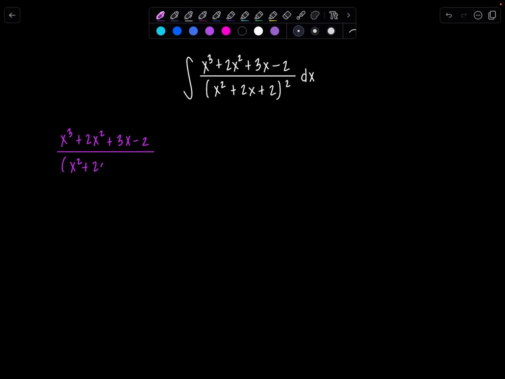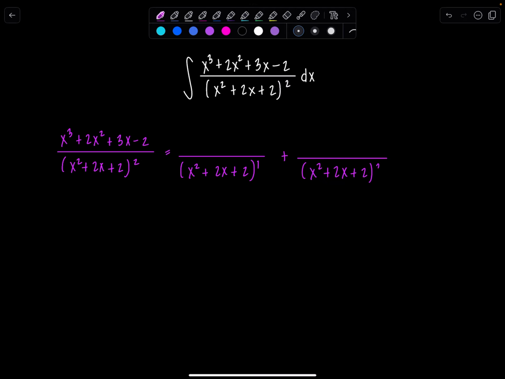I have the original expression. And then not only is the denominator an irreducible quadratic, it's squared. It's a repeated irreducible quadratic. So the first time I'm going to list it in the decomposition, it's going to be to the first power. And then the second time I list it, it's going to be squared. We do this often with repeated linear factors. It doesn't come up so much to have a repeated irreducible quadratic, but the idea is still the same.